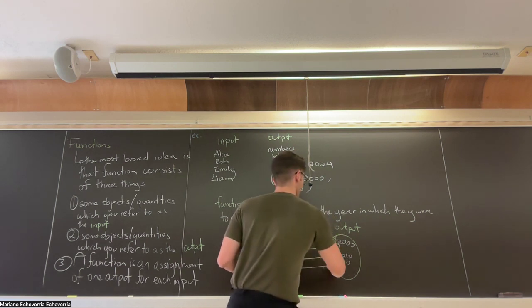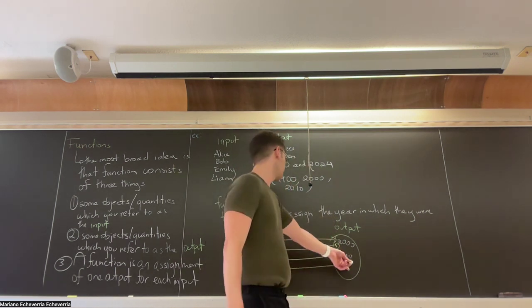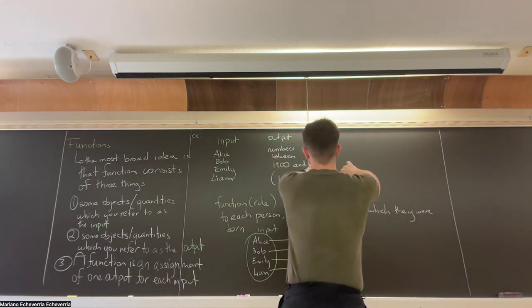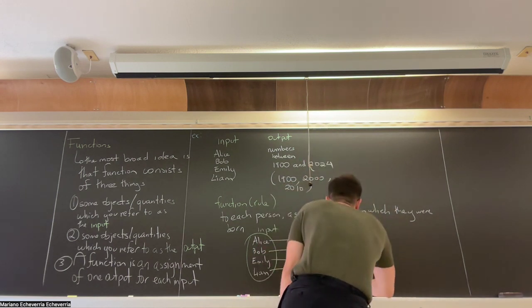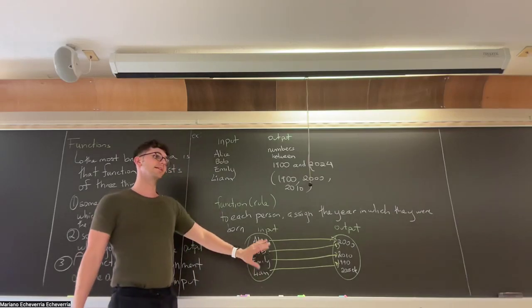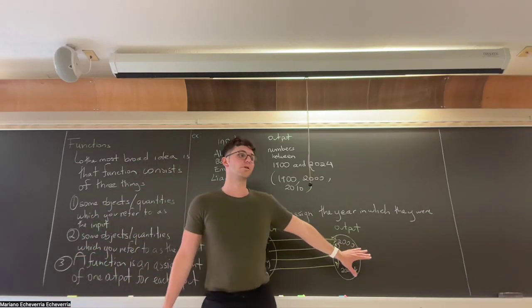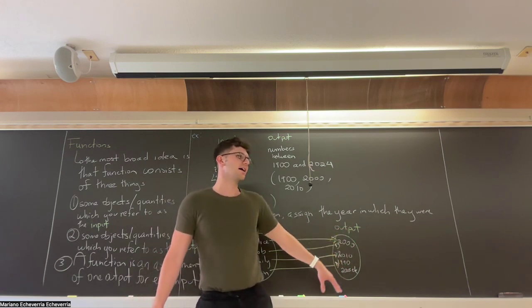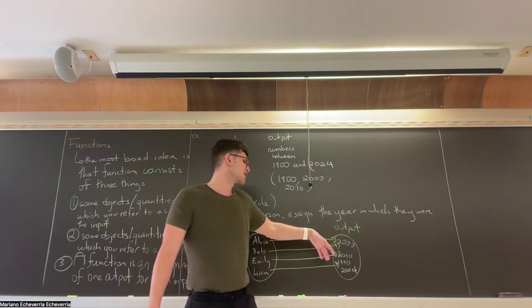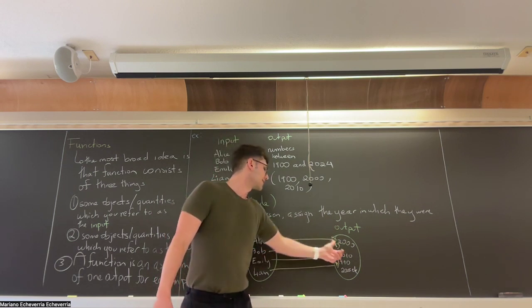And by the way, you can put a bunch of other numbers here. If you want, you can put literally every number between 1900 and 2024, like 2005, etc. The only requirement when you talk about a function is that everyone in the input must be assigned somewhere. It doesn't matter if on this side you have things that didn't get assigned at all. So it's not that every year in the output has to be attached to a person.